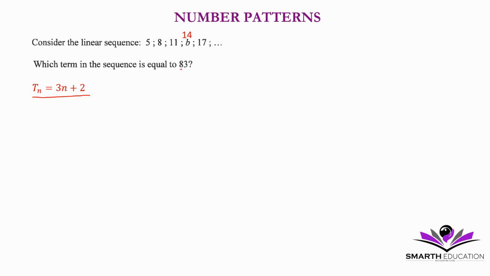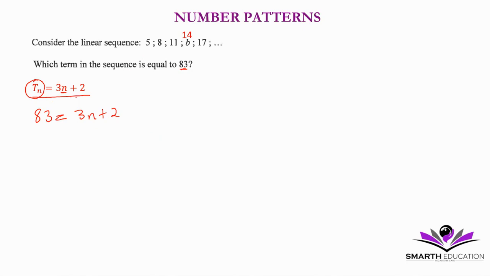So whatever the term, where there's Tn, we put 83 and solve for n. So it's 83 is equal to 3n plus 2. Please take note, Tn, the whole Tn there, represents the terms in the sequence. And then n is the position of a particular term or the term number.